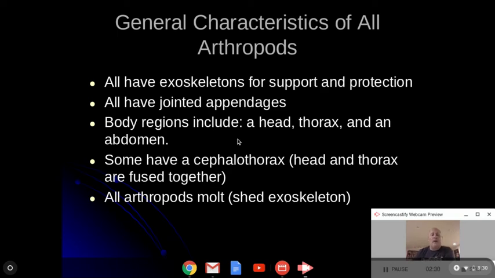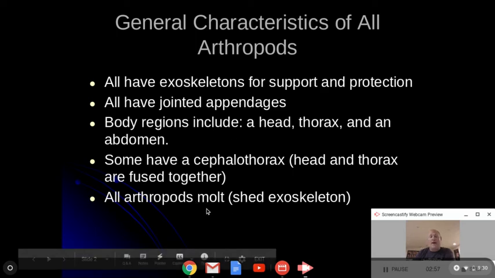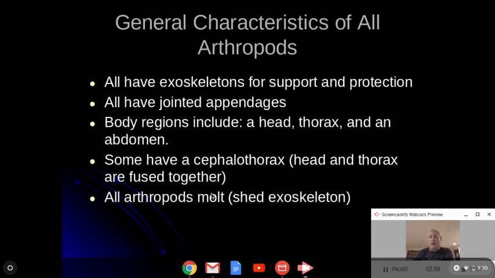Some arthropods only have what's called a cephalothorax. Again, go back to your root words. Cephalo means head. Thorax means chest. It's literally a body plan that's a head attached to a chest with some legs, and that's what the arthropod looks like. Okay, so a head and chest region fused together. Cephalothorax.